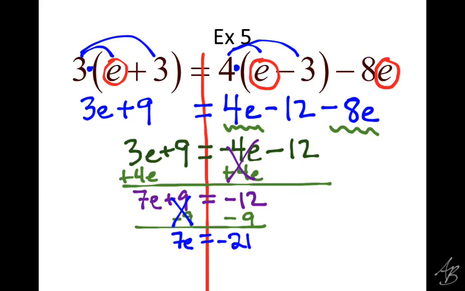All right, Mark, what's the last thing we're going to do? Divide by 7 on both sides. Those 7's cancel each other out. We get e equals what, Mark? 3. So remember, it's a negative 21 divided by a positive 7. So we're going to get a negative 3. Good.